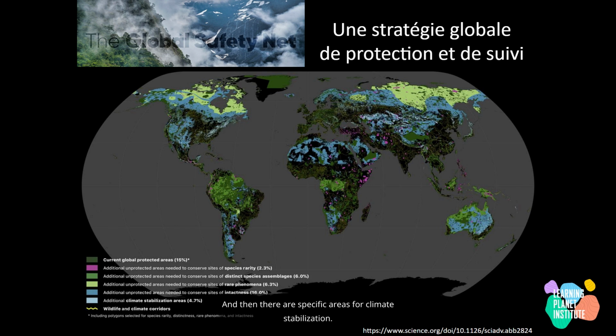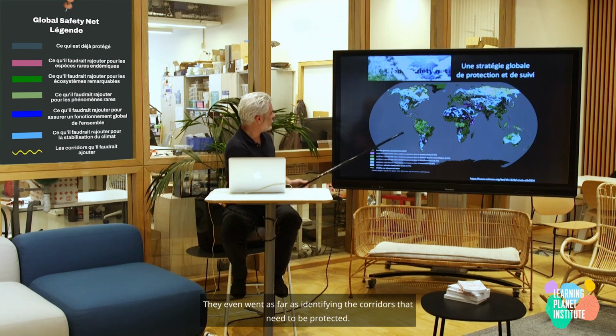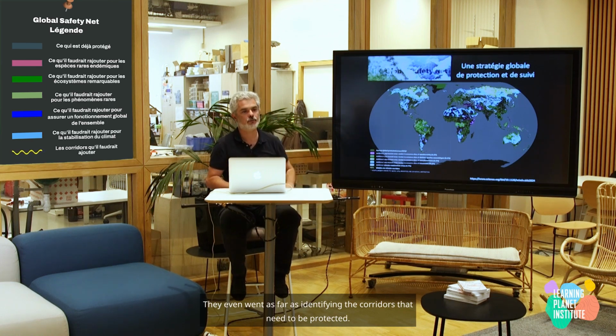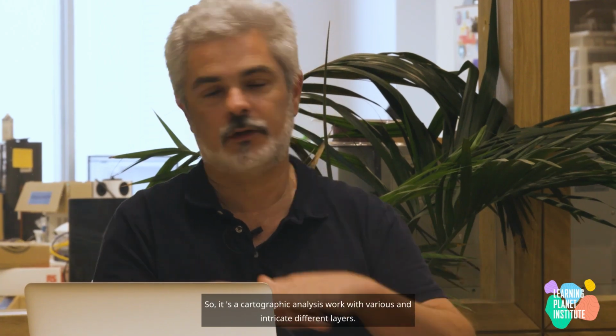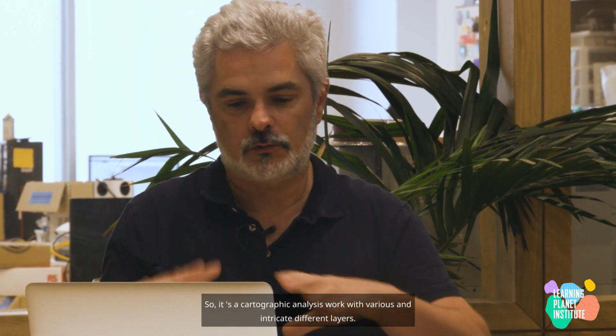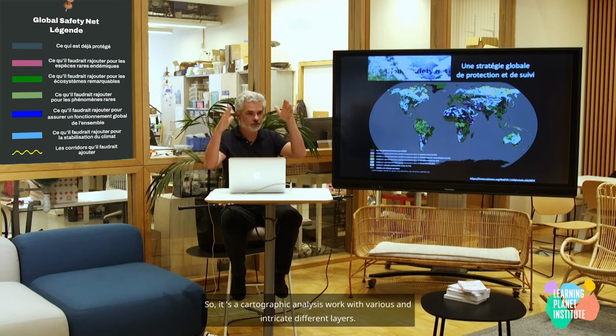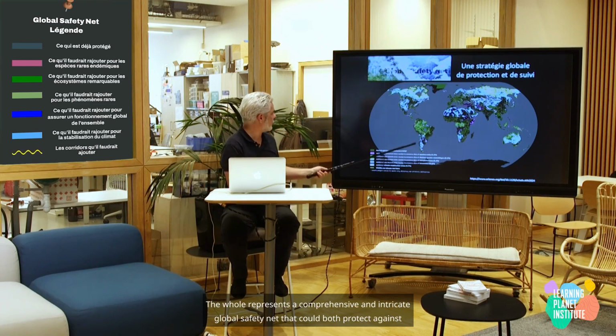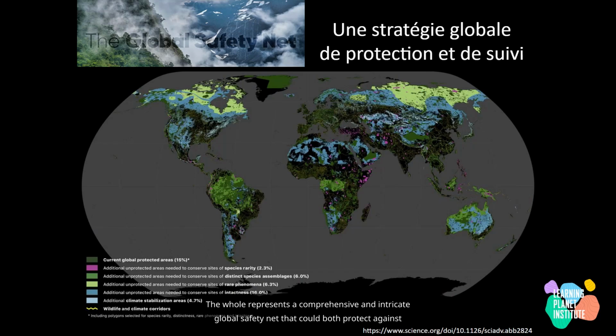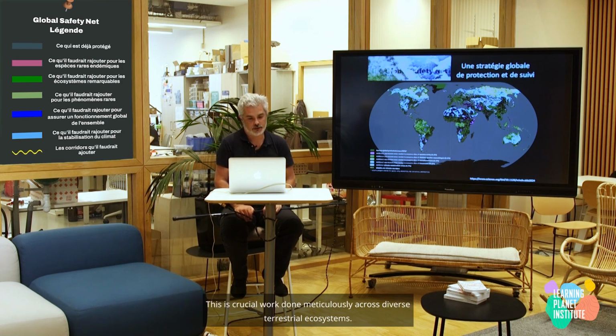And then there are specific areas for climate stabilization. They even went as far as identifying the corridors that need to be protected. So it's a cartographic analysis with many intricate layers. The whole represents a comprehensive global safety net that could both protect against biodiversity collapse and ensure effective carbon capture. This is crucial work done meticulously across diverse terrestrial ecosystems.